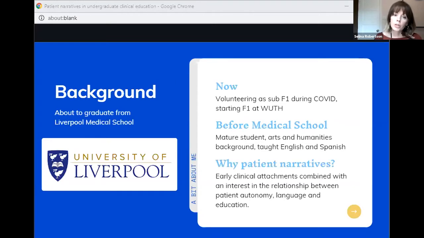So it was a combination of that background and also early clinical attachments. So at Liverpool, for me, that was from the second year of the degree onwards. And I know that's quite early compared to some other medical schools. And if there are any students who have any feeling on clinical attachments, I'd really love for you to share those with us in the chat. And I was interested in the relationship between patient autonomy, language, and education.